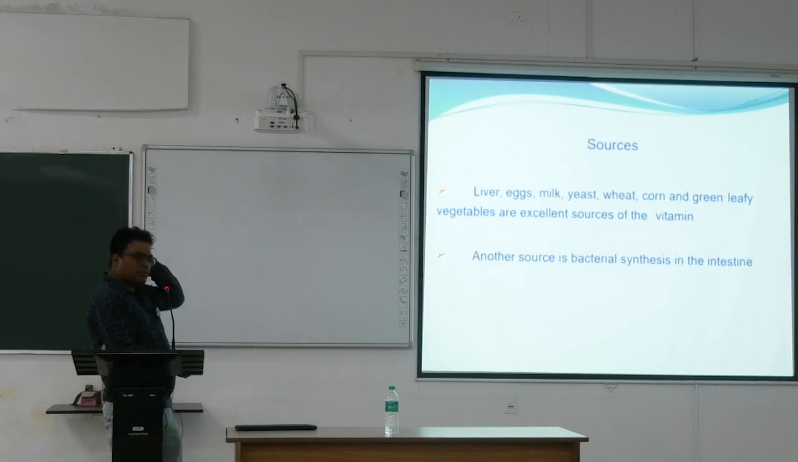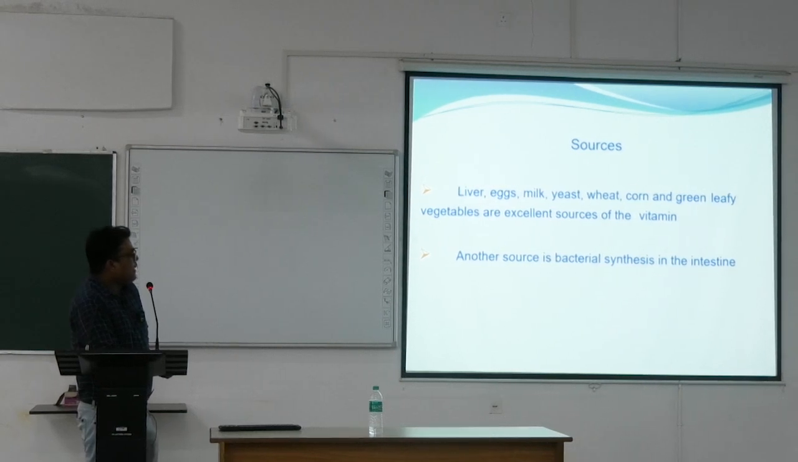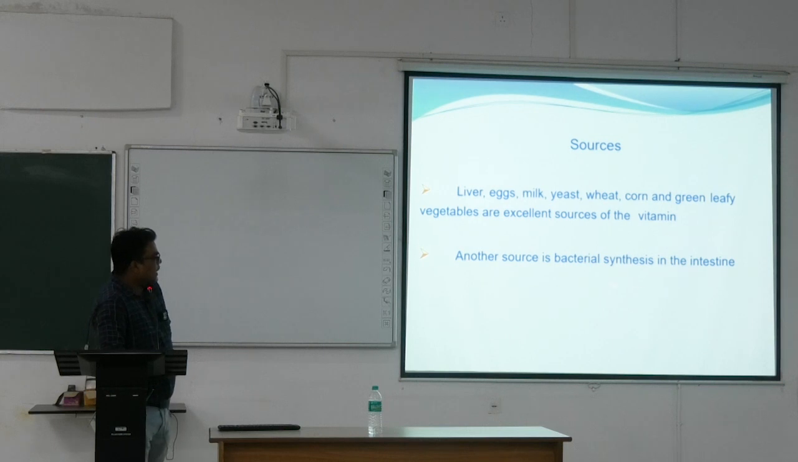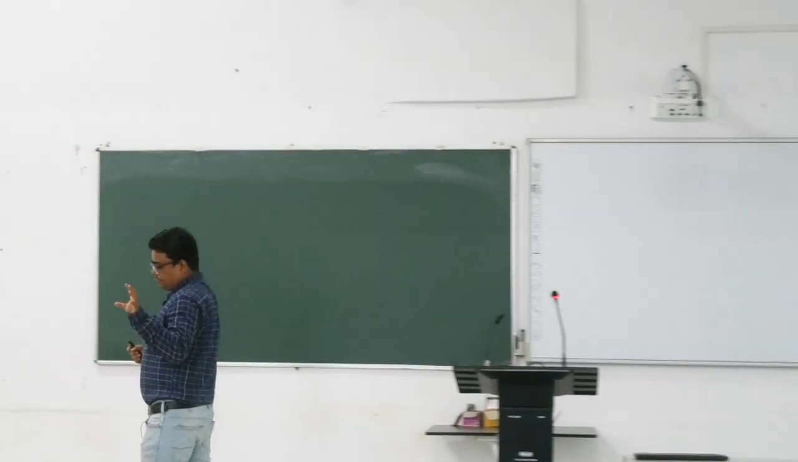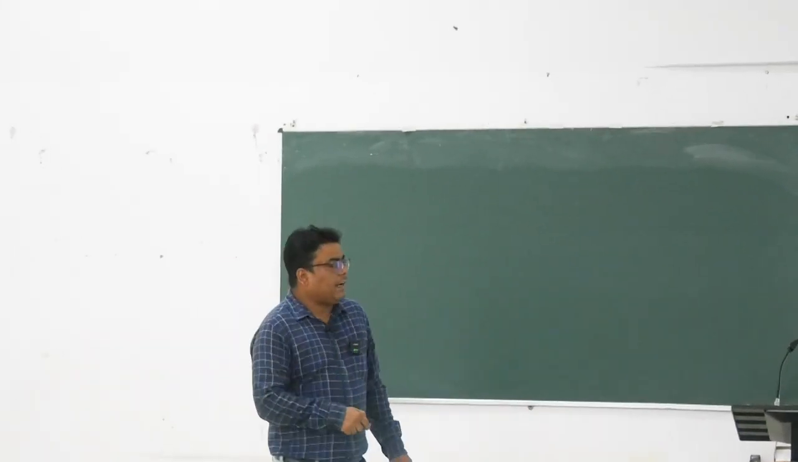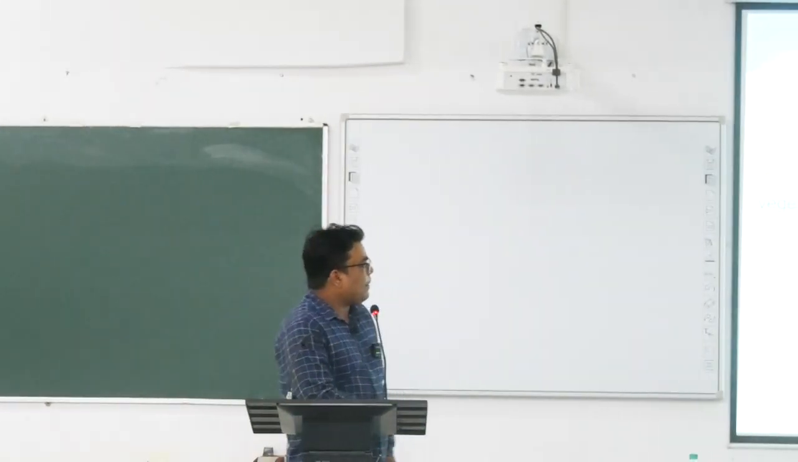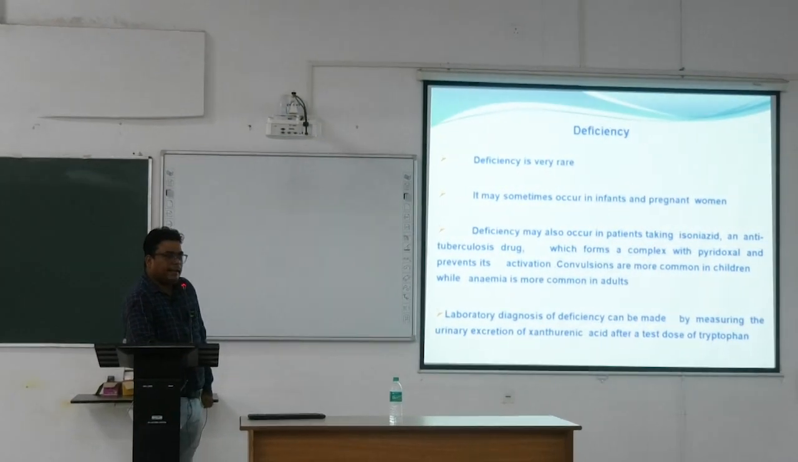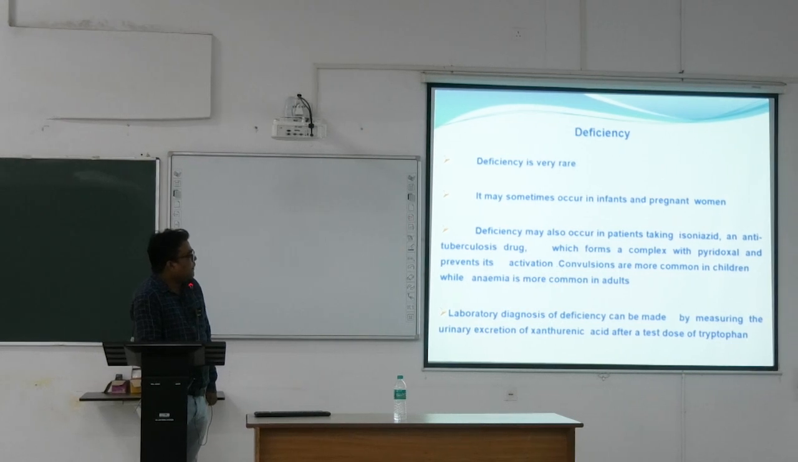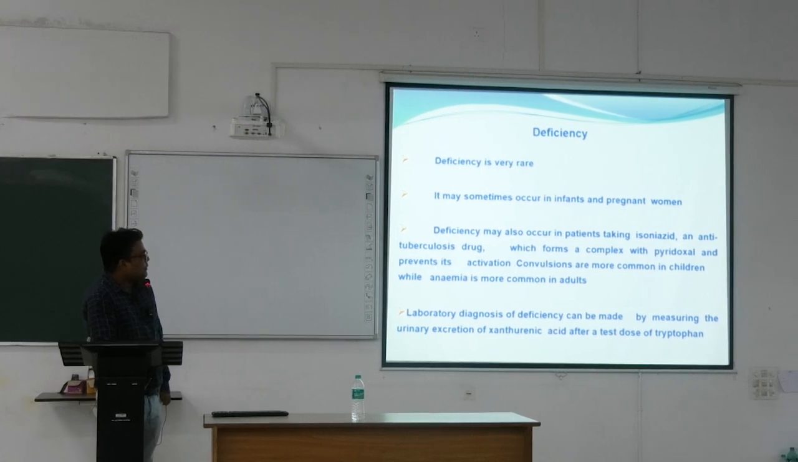Now sources are green leafy vegetables, liver, egg, milk, yeast, wheat, corn. Green leafy vegetables are an excellent source of vitamins. Another source is bacterial synthesis, but it does not provide a proper amount of vitamins in the body. These bacteria do not synthesize a proper amount of B9, B6 sorry, in the body. Now deficiency is very rare. It is sometimes seen in infants and pregnant women. Deficiency may also occur on taking isoniazid, an anti-tuberculosis drug.